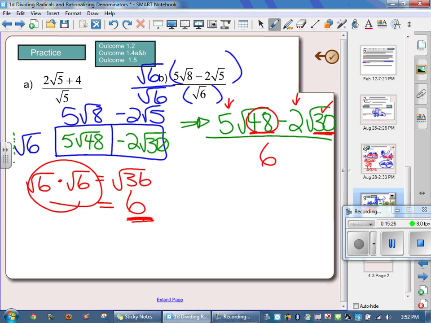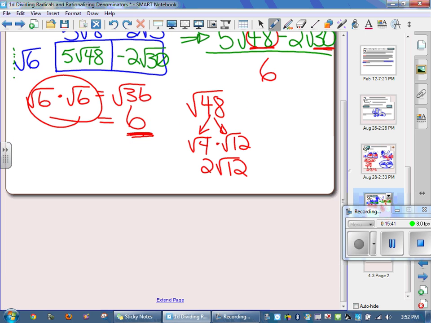Root 48 breaks down into the root of 4 times the root of 12. Then we can break it down again. So root 4 is 2, root 12. Root 12 will break down into root 4 times root 3. A 2 down in front slides down as well. So my final answer for root 48 is going to give me 2 times 2 root 3, which is going to give me 4 root 3.